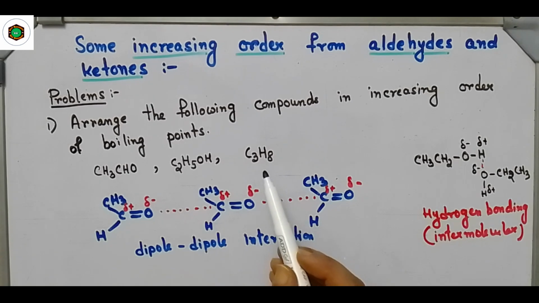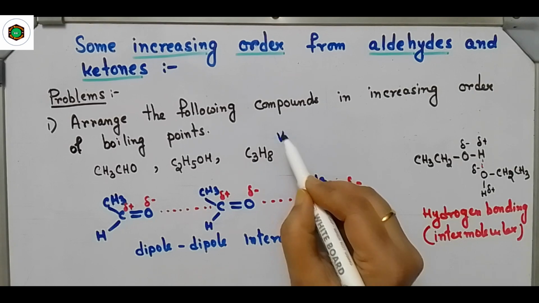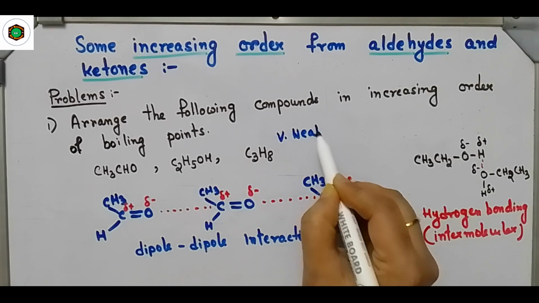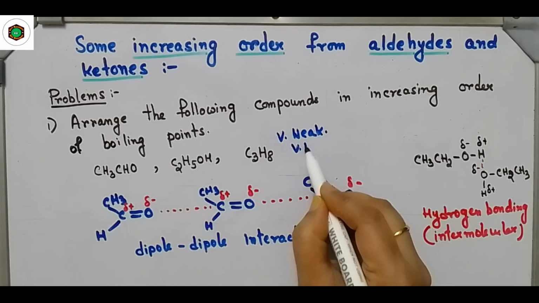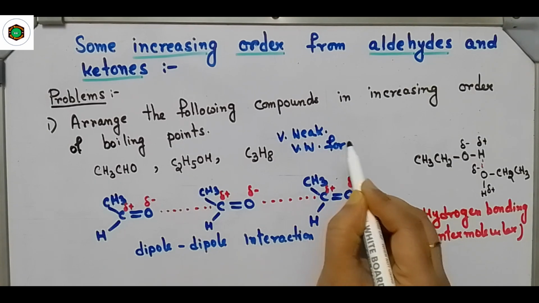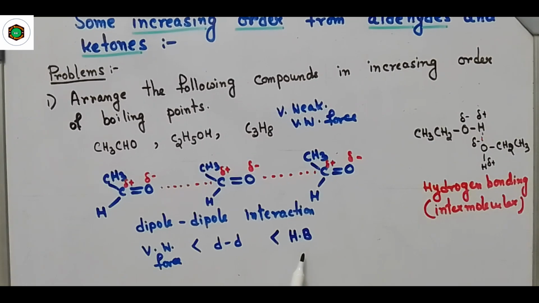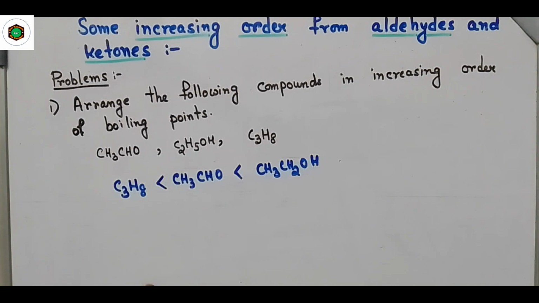And in propane molecule, there is very weak van der Waals force. Remember, intermolecular hydrogen bonding is much more stronger than dipole-dipole interaction, which is much more stronger than van der Waals force. And therefore, increasing order of boiling points is this one.